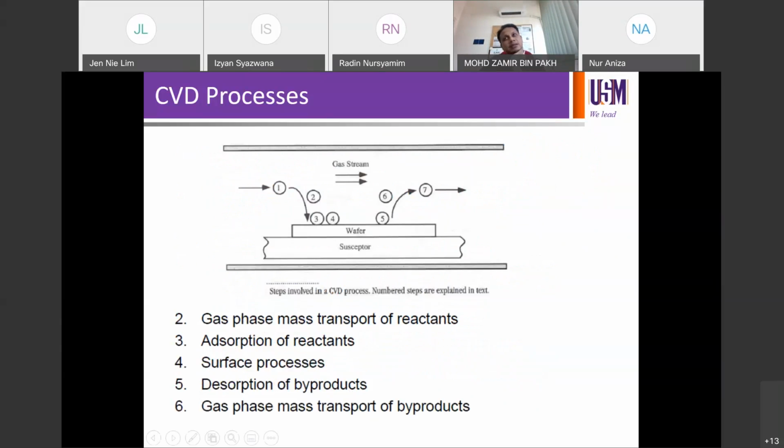So this is the graphical representation of the steps. Same thing. So you can see what happens at step number 1. Your reactants are coming in: gas phase mass transport of reactants. Number 2, adsorption of reactants. Number 3, it starts to be incorporated into the surface. Then you have the actual process on the surface. Number 4, desorption of byproducts, they start to be released. And then number 6 is gas phase mass transport of the byproducts. So the gas stream maintains, for example, if you use nitrogen in that case, in order to remove the byproducts.